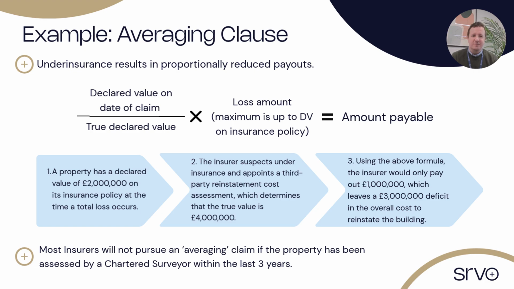And that obviously leaves a huge deficit of £3 million, which would need to be covered elsewhere, whether that's the freeholder, whether it's the fault of the managing agent, or indeed the leaseholders. That would be something to decide, and very much dependent on what advice was given, what the history of this was, and whether it was assessed recently. It could be an error by the surveyor, in which case fingers would be pointed in their direction. But it's worth noting that most insurers won't pursue an averaging claim if the property has been assessed by a chartered surveyor within the last 3 years.